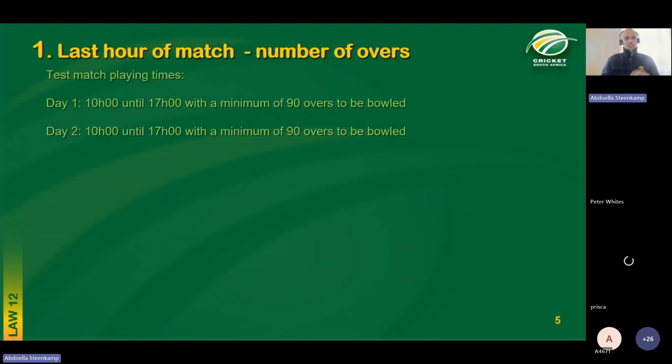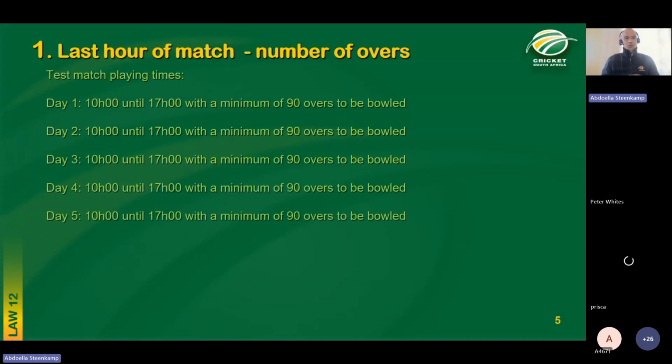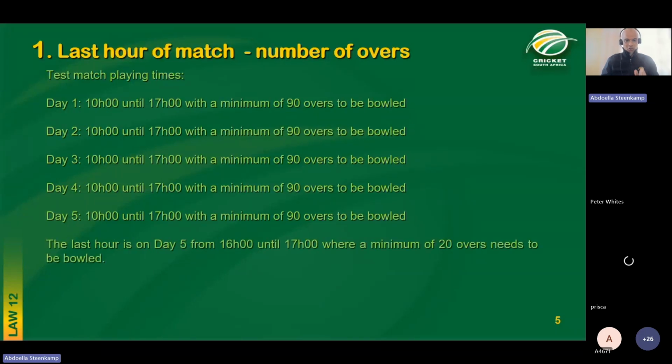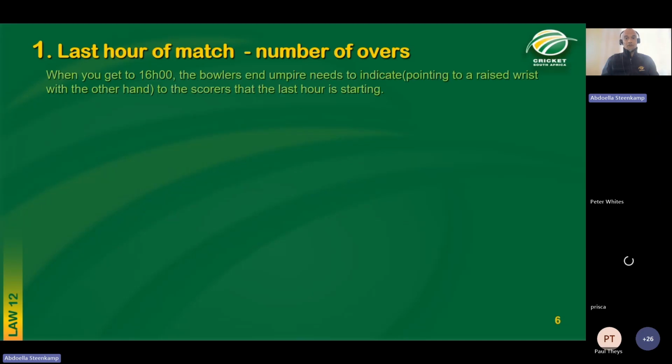So just to show you, in test match cricket they want 90 overs to be bowled. So let's say day 1 starts at 10 o'clock and ends at 5 o'clock. Our last hour we will find on day number 5. So when we get to 4 o'clock up till 5 o'clock, that is where we'll find our last hour on day number 5. And the law wants a minimum of 20 overs to be bowled in that last hour. Again, emphasis on minimum of 20.